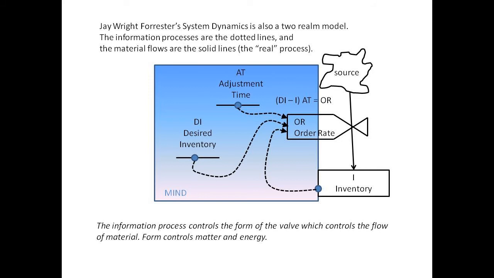The boundary problem is solved with the valve, which is in both realms. The information process controls the form of the valve, which controls the flow of material. Information controls form, and form controls matter and energy.